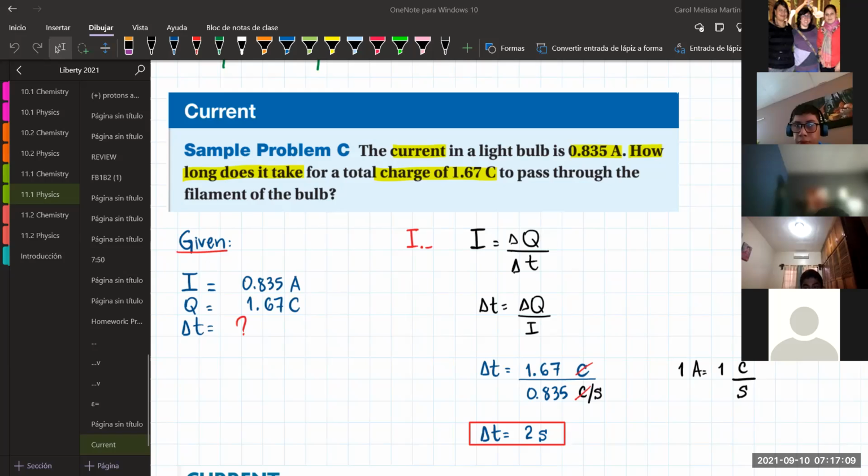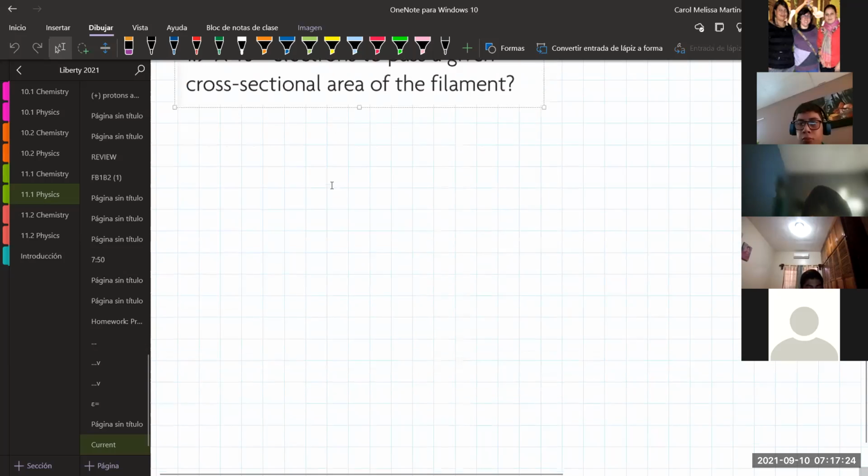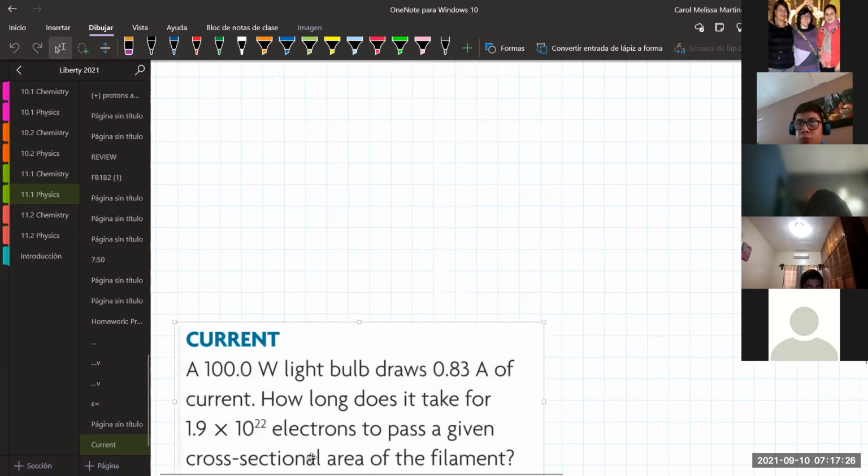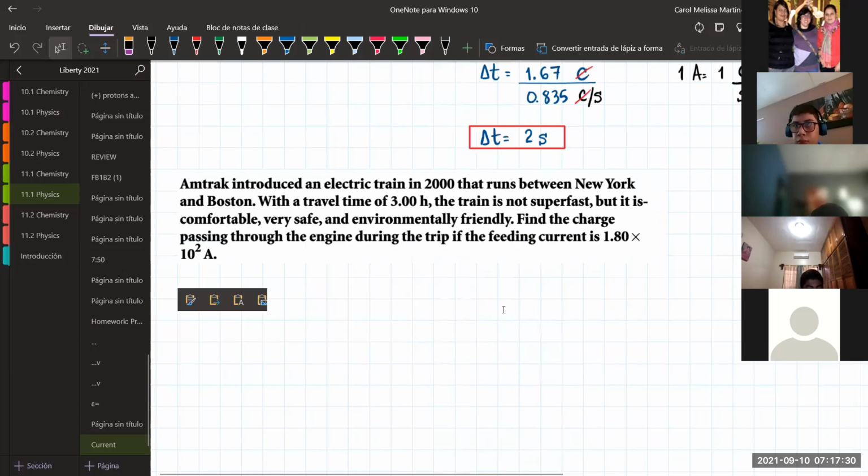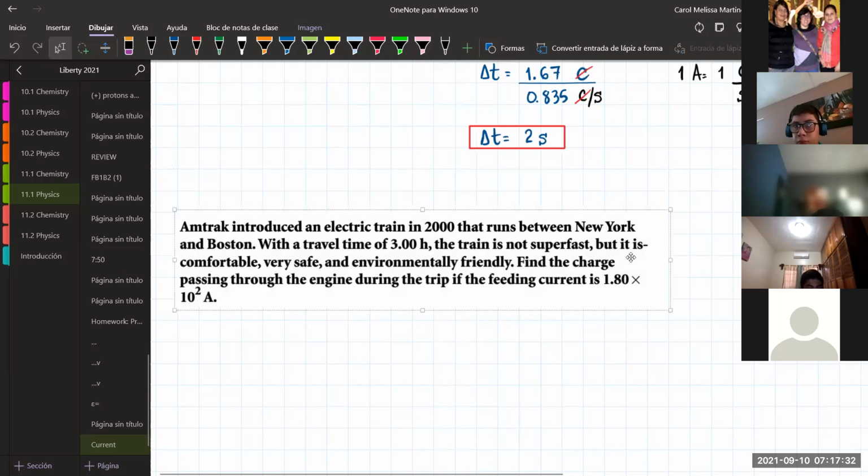I'm going to work in the second example. I'm going to do one more example before this one because this one is kind of the longest. So I'm going to work with this one. Example 2.